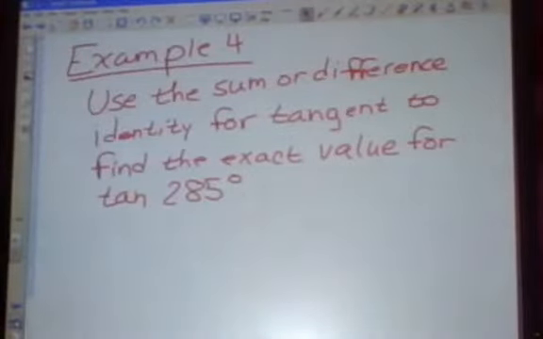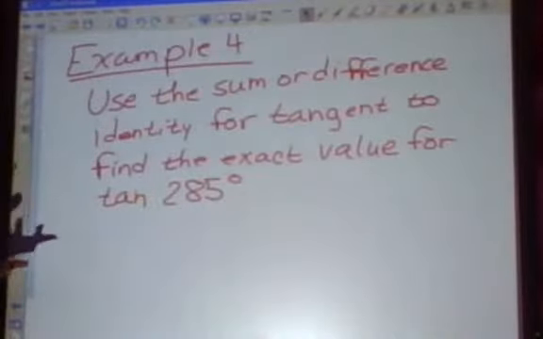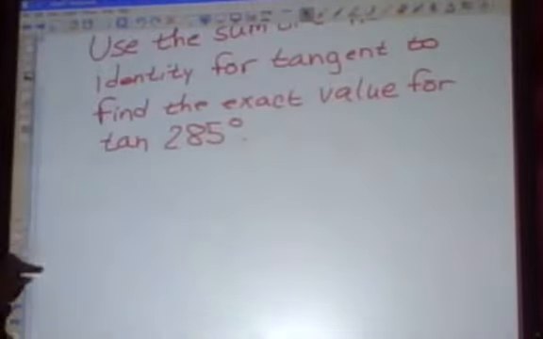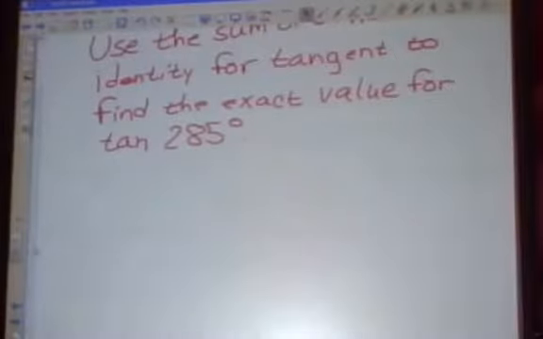All right, so we go to example 4, and we're almost done. We have one more example after this. We're going to use the sum and difference identities for tangents to solve for the exact value of tangent 285 degrees. So it's kind of like we did for example 3, and we're going to break this up, and we can use either the sum or difference, but we're using tangent now. Once again, there are so many different combinations you can use here to get the answer by adding them together or subtracting them.